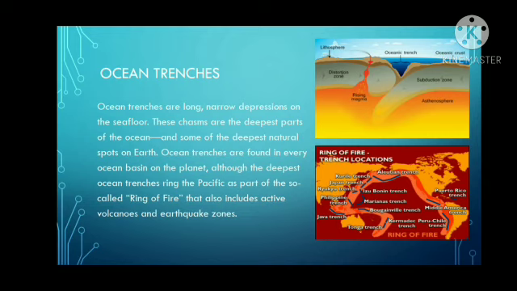So the Ring of Fire in the image below is also referred to as the circum-Pacific belt. The circum-Pacific belt is a path along the Pacific Ocean characterized by active volcanoes and frequent earthquakes. The abundance of volcanoes and earthquakes along the Ring of Fire is caused by the amount of movement of tectonic plates in the area.